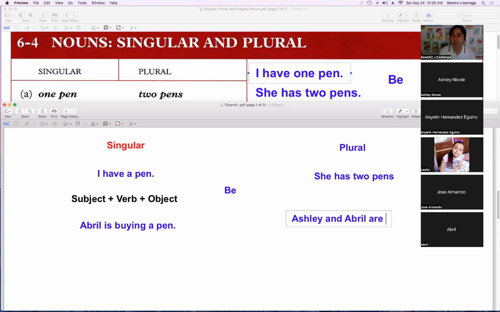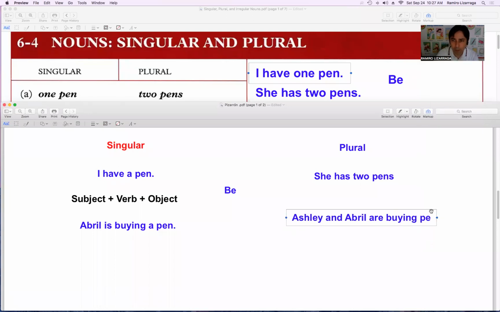What are they doing? So Ashley and Abril are buying pens. Let me make it here. Are buying pens. Okay, so take a look at this.